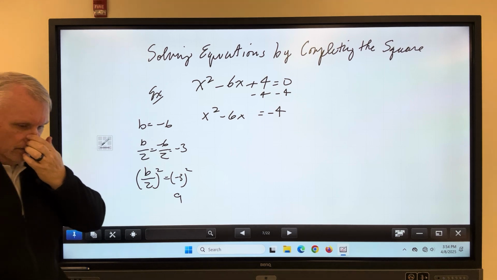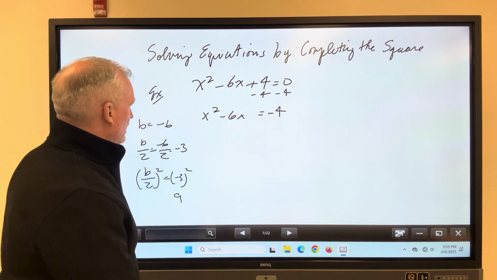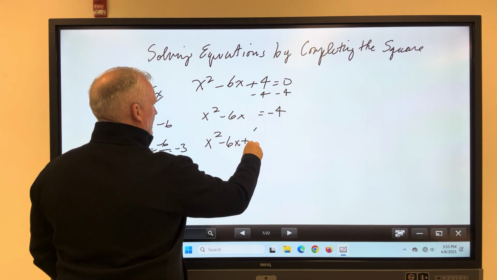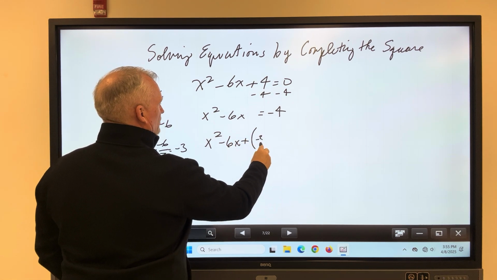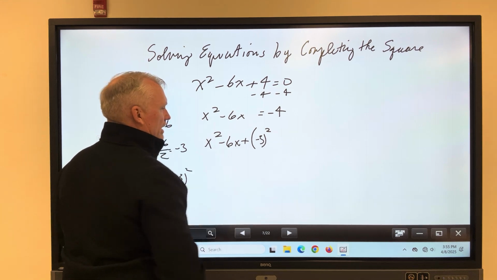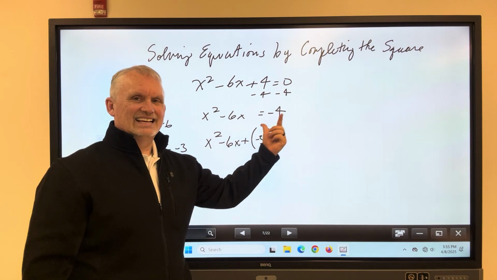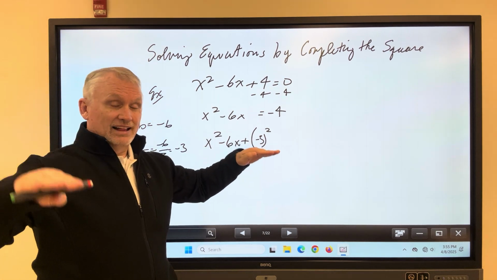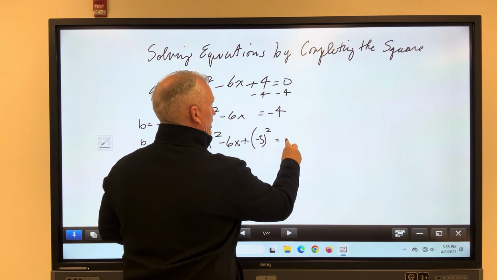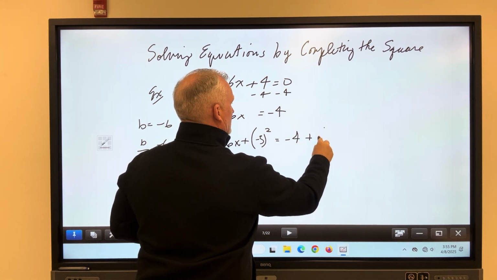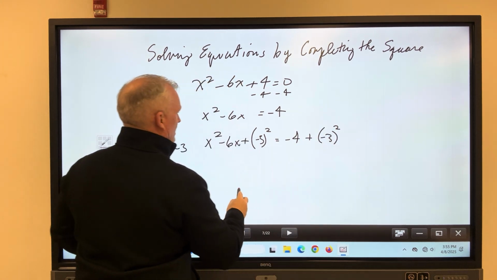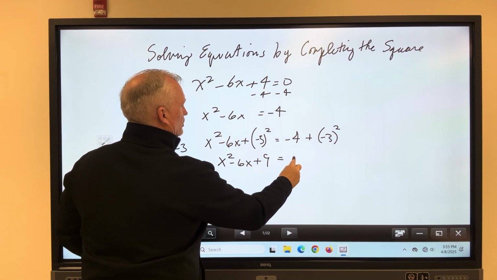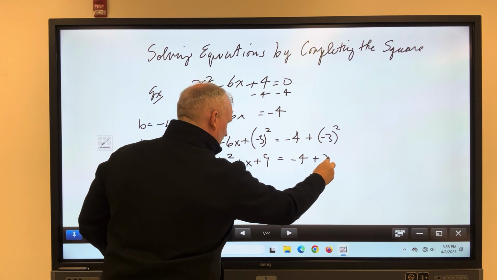Now watch what I do here. So I have x squared minus 6x plus, this is negative 3 squared. Whatever I do to one side, I got to do to the other. Say it again. Whatever I do to one side for balance in algebra, you got to do to the other. So I'm going to add negative 3 squared. Well, this is x squared minus 6x plus 9 is equal to negative 4 plus 9.